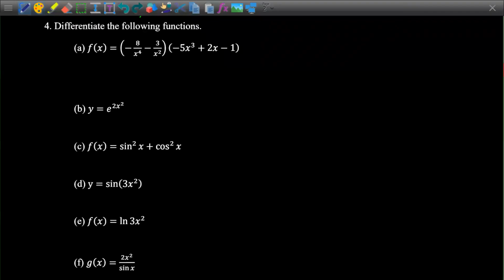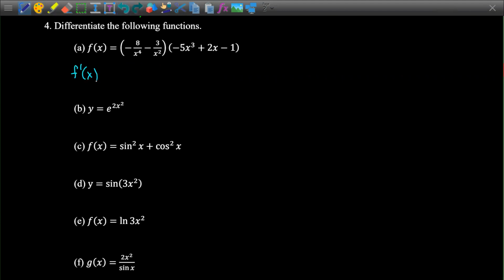All right, number 4, differentiate all these functions. There's a couple ways you could do this: spend a few minutes and multiply all that out and just take the derivative of each term. But we're going to use the product rule and using the right notation.